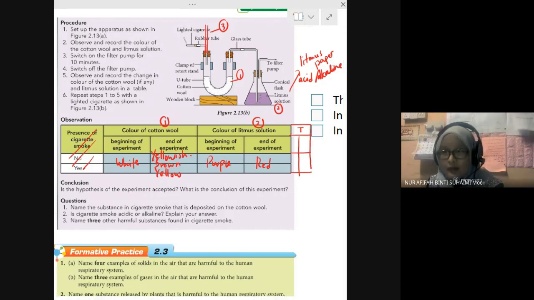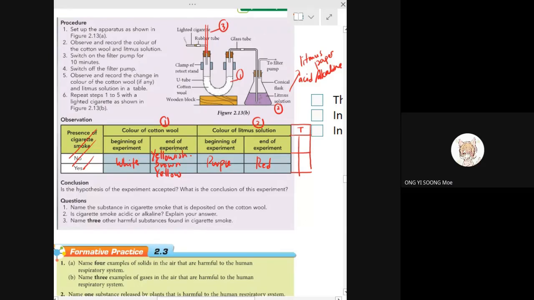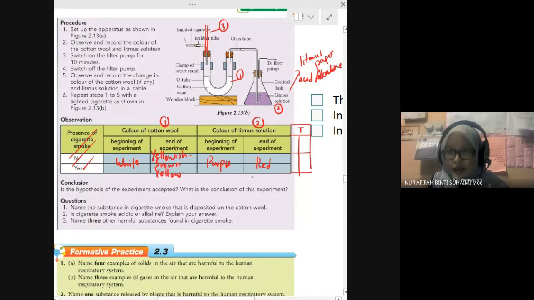Acid or alkaline? Quickly, what was the harmful substance inside cigarette smoke? We have carbon monoxide, sulfur dioxide, nitrogen dioxide. These three substances, acid or alkaline? I think it is acid. Yes, acid. So it means that the cigarette smoke contains acid, carbon monoxide.